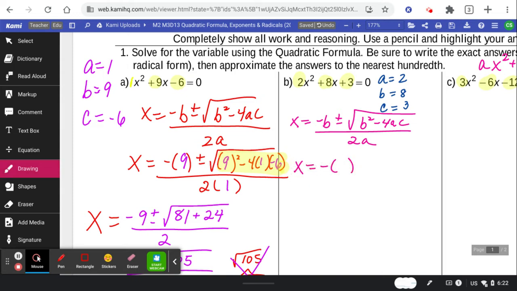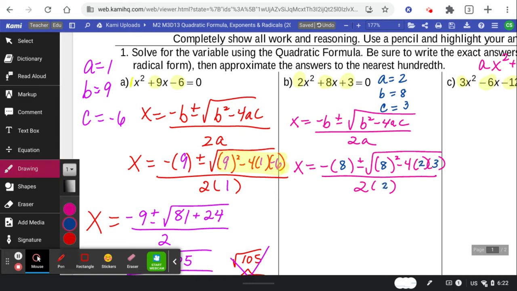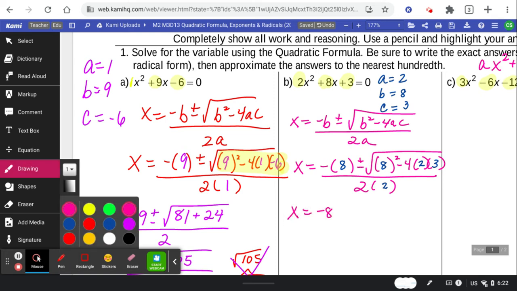Get ready with your open parentheses. And let's see where you plugged things in. Did you plug in b of 8, 8? A is 2, and c is 3. And now let's simplify. Negative times 8 is just negative 8. And on the bottom, 2 times 2 is just 4.